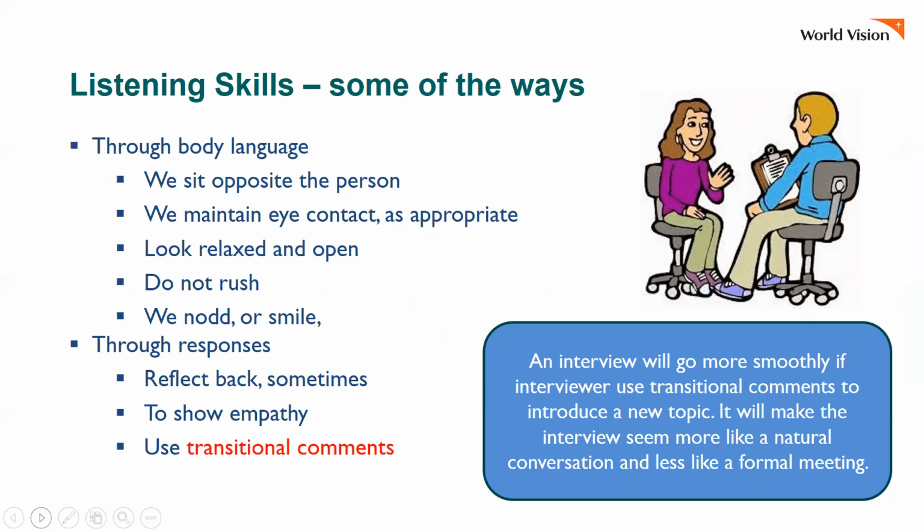Some of the ways we can show that we pay good attention and we listen to the informants are the following. Through body language, so we sit opposite the person, we maintain the eye contact as appropriate, we look relaxed and open, we don't rush the informant, we also nod or smile.